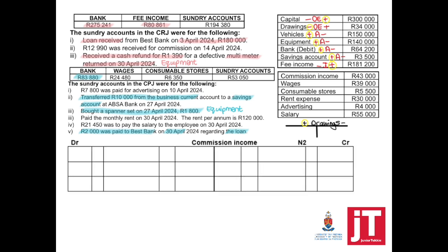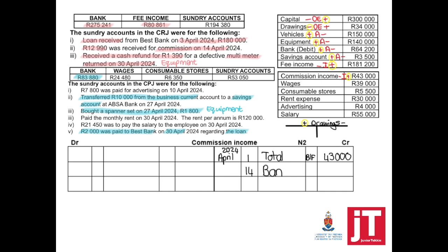Commission income, nominal account number 2. This is an income, so minus plus. So on the credit side, we're going to have the total brought forward, 43,000. Posting from the cash receipts journal, there's no money column open for commission income, but if you go to transaction number 2, it says 12,990 was received for commission on 14 April 2024. The date is important because when we're posting from sundry accounts, we have to post it on the day on which the transaction took place.